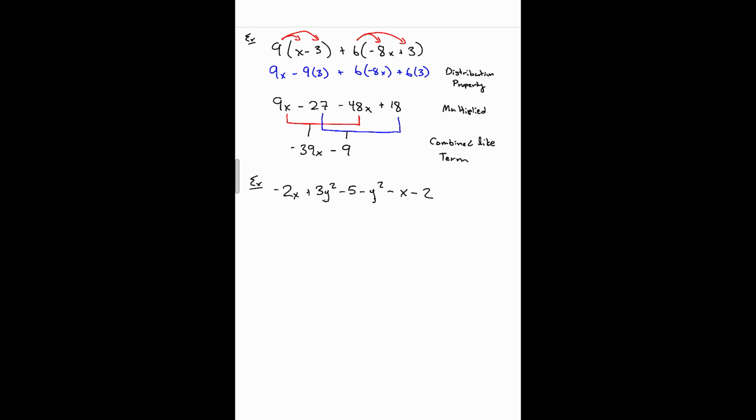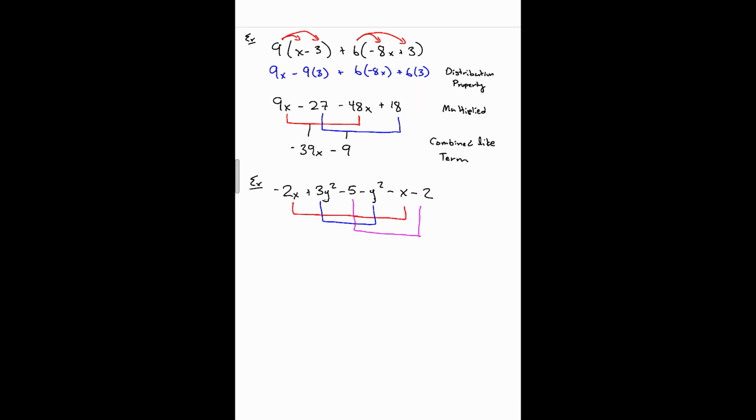So here we have negative 2x, and then we have this negative x over here. So those are going to be like terms. Then we also have 3y squared and negative y squared. So those are like terms. And then we also have our constants, negative 5 and negative 2.